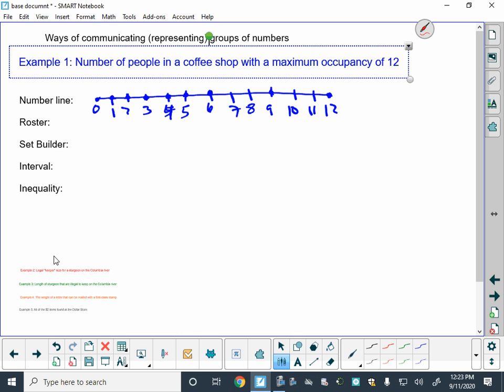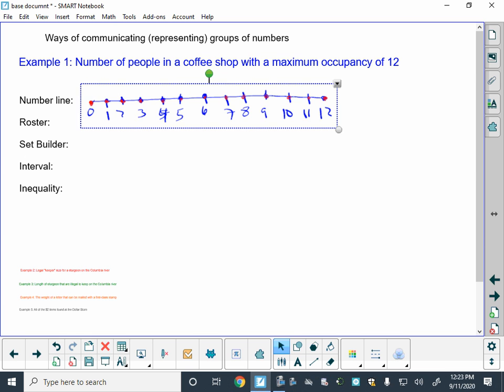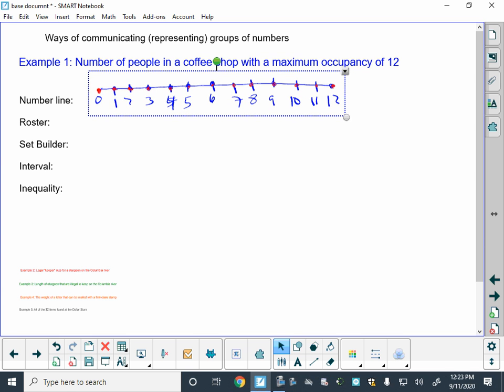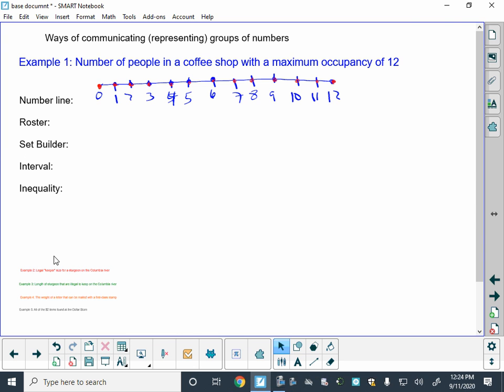So on a number line, we could say there might be 0 or 1 or 2 or 3 or 4 or 5. It could be 6 or 7 or 8 or 9 or 10 or 11, or we could be at the maximum occupancy of 12. So that is what it would look like as a number line. Not a very efficient way of doing things, but sometimes it makes sense.